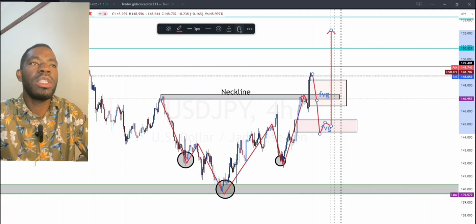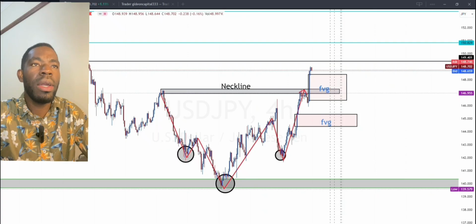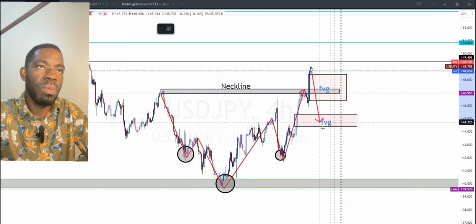Pay attention, guys. It's possible for price to return all the way, break below here, and return to close out this gap before it goes back up.